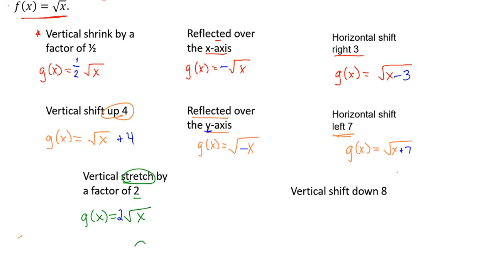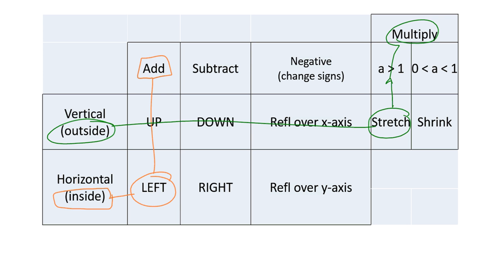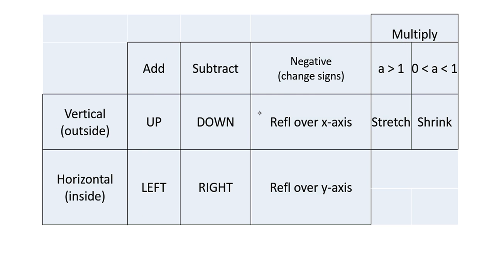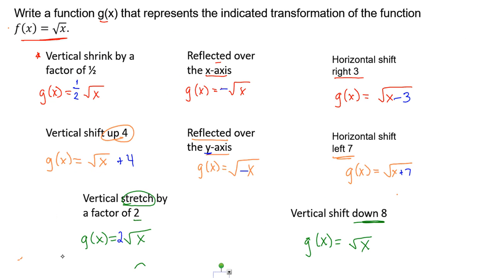Okay, vertical shift down 8. I'm going to start with my original function. G of x equals square root of x. And then if we need to go down 8, down means we're going to subtract. So here's down, subtract outside. Okay, so minus 8.